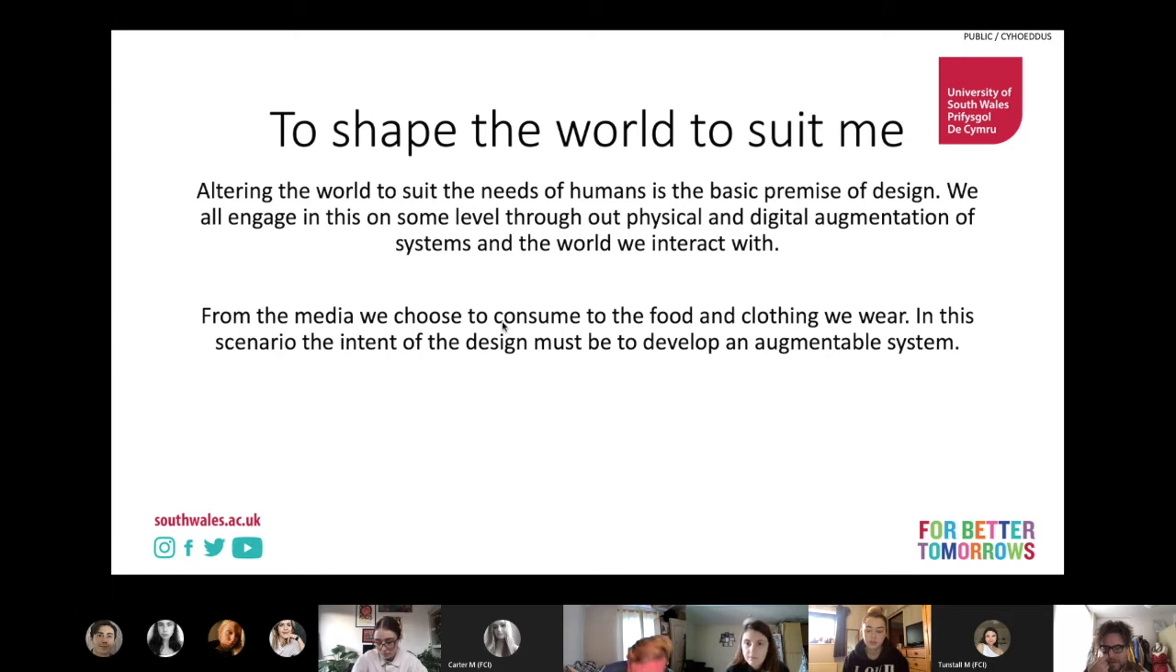So the intent of the designer must be to develop an augmentable system. So the idea that a system can be altered or is designed specifically to be altered. So we might call this idea world building. If you think of this idea in software development, let's take Minecraft, for example, that's one that the kids love, that's specifically the point of that game.